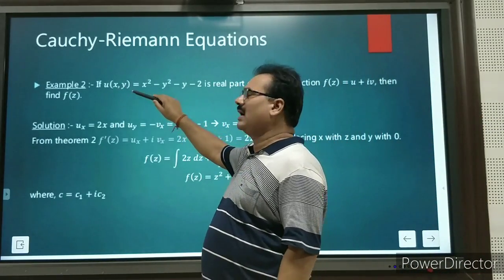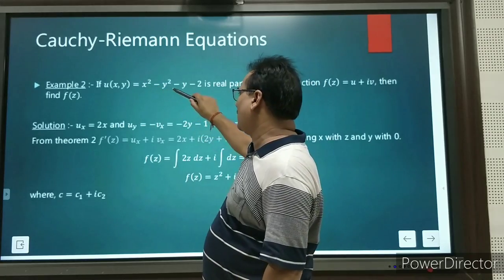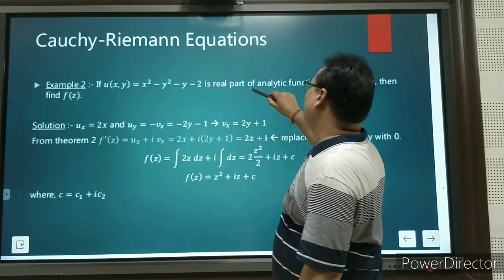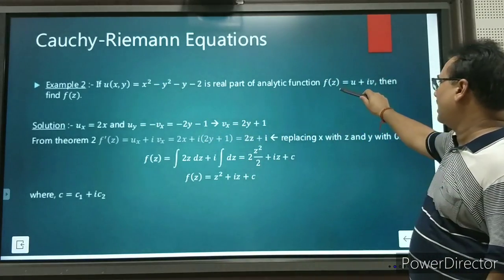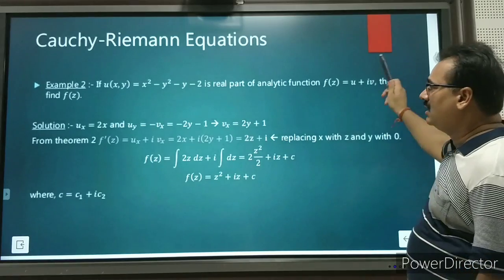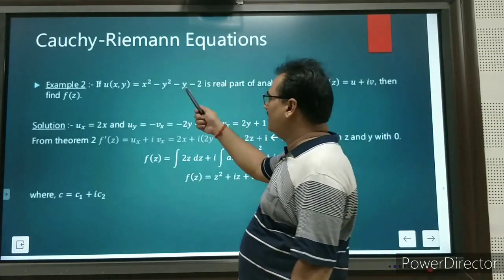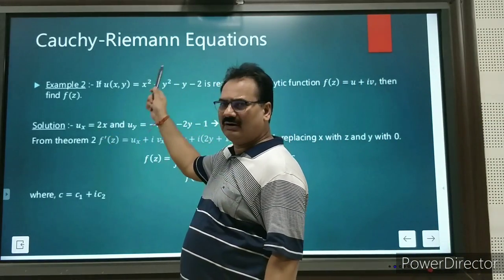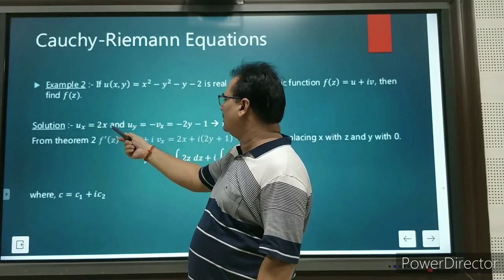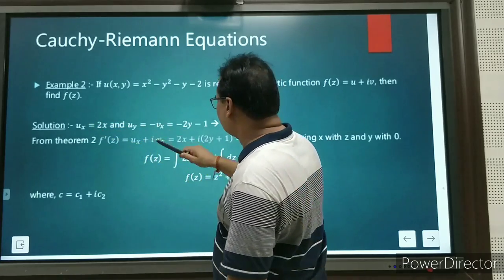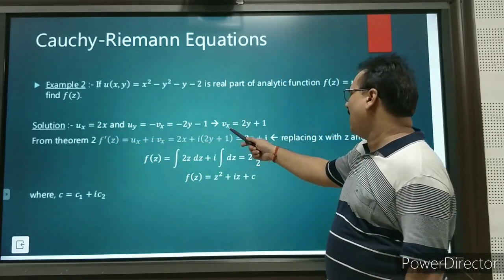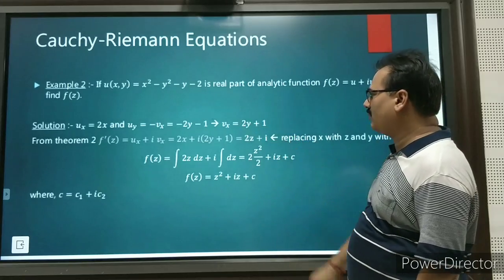If u(x,y) is defined as x squared minus y squared minus y minus 2, which is the real part of an analytic function f(z) = u + iv, then find f(z). Very easily you can find the partial derivatives. Del u by del x is 2x, and del u by del y is minus 2y minus 1, so v_x you may write as 2y plus 1.